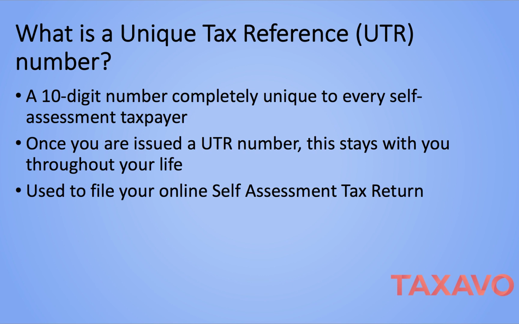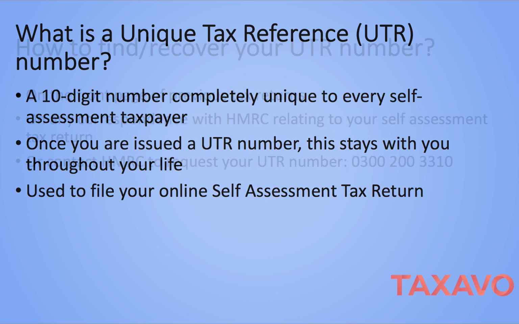A UTR number is unique to every UK taxpayer. The number is 10 digits long and once issued to you will never change. There are several reasons you may need a UTR number. The main reason is that it is used to complete your self-assessment tax return.